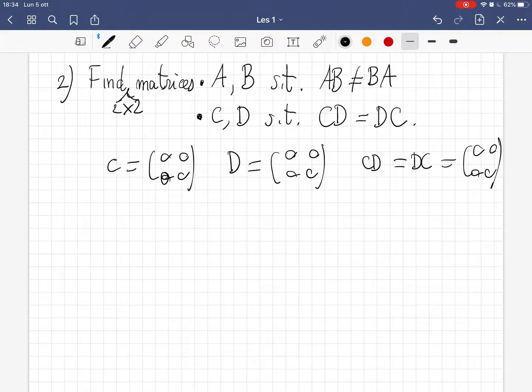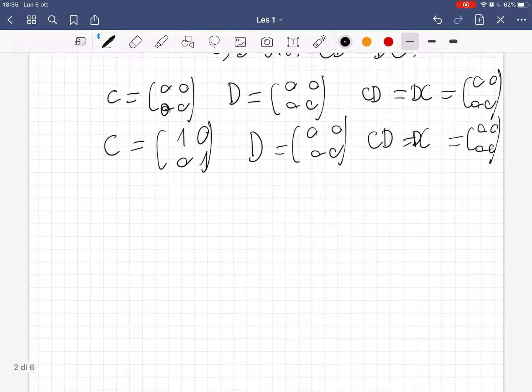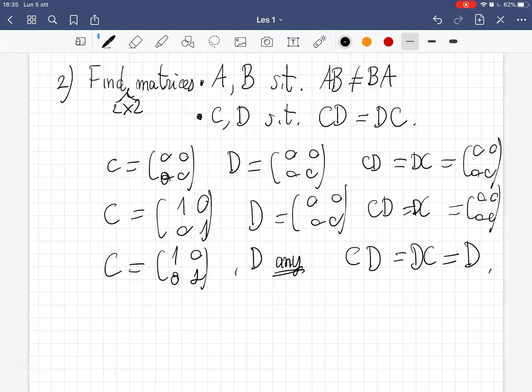But even if you want them to be different, you can just take C, for example, to be the identity matrix, which is a very important, very famous one, and D to be, I don't know, any matrix can do, but let's stick to this one. And again, CD is equal to DC. As I said, if I take C the identity, and D any matrix, your choice, you put any numbers here, the ones you want, then of course you can check that CD is equal to DC and is again equal to D. So they commute.